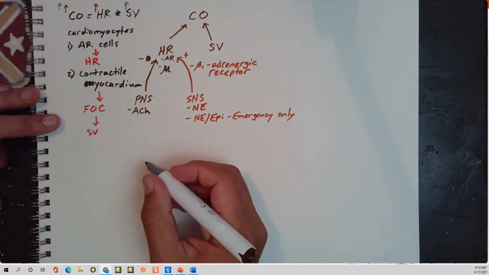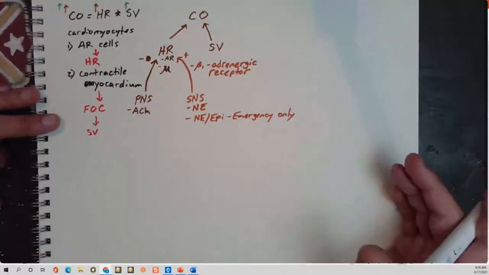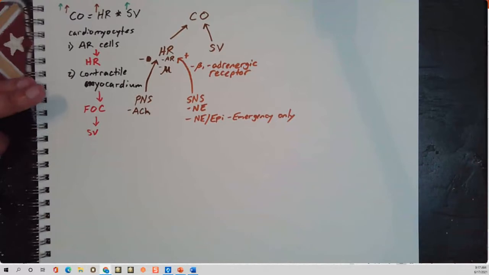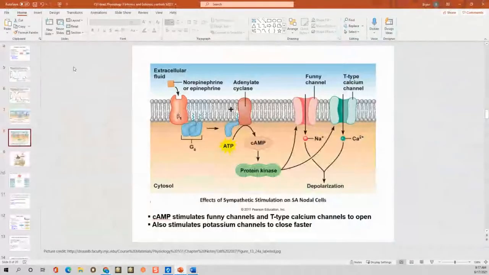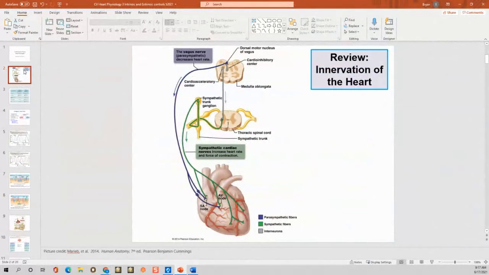But here's the deal with activating the sympathetic nervous system that you guys haven't learned until I'm going to teach you now. There's a portion of the brain that is the primary controller of the sympathetic nervous system when it's controlling the heart.